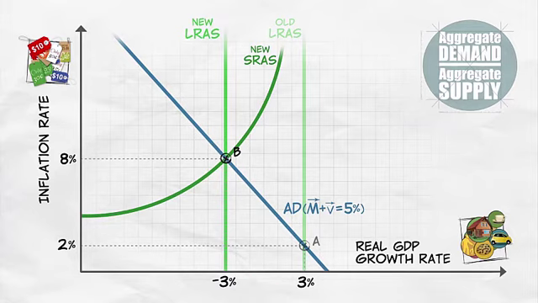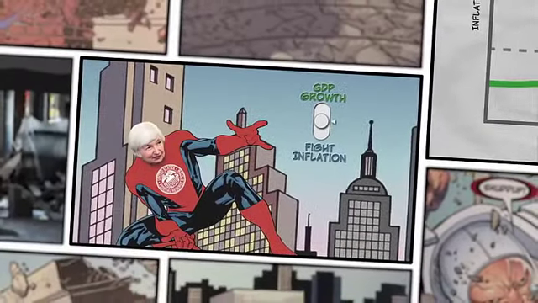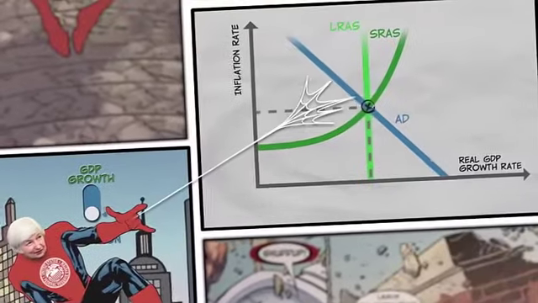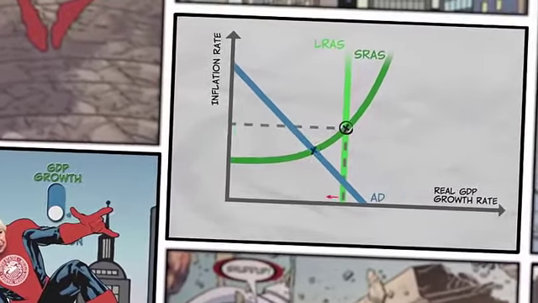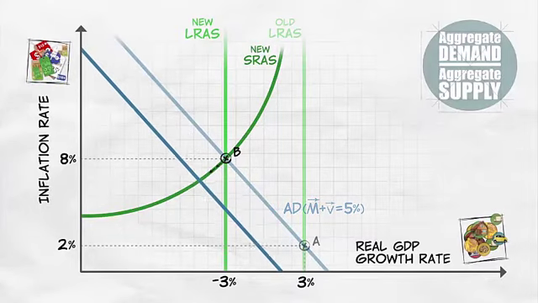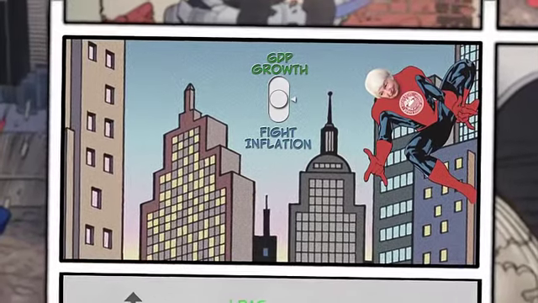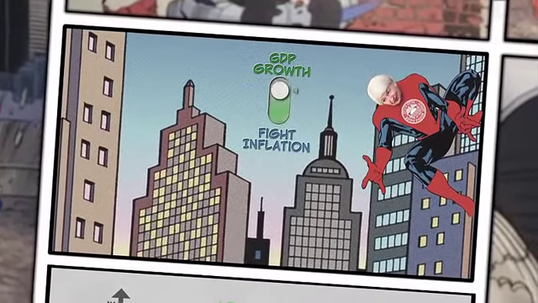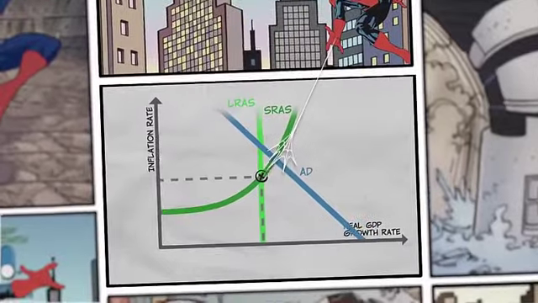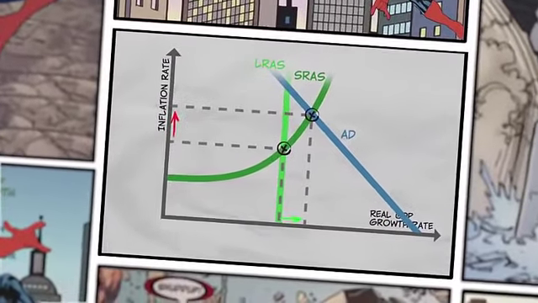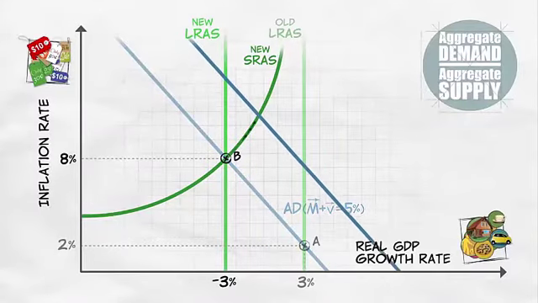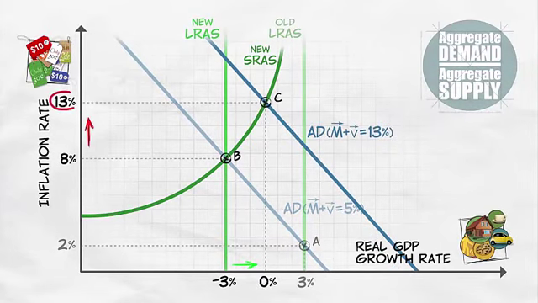Unfortunately, combating these two issues, sluggish growth and high inflation, requires opposite actions. To decrease inflation, the Fed would have to decrease the money supply and reduce aggregate demand. That will reduce the growth rate even further. Alternatively, the Fed can try to increase real growth by increasing the money supply and increasing aggregate demand. But that comes at the cost of even higher inflation.